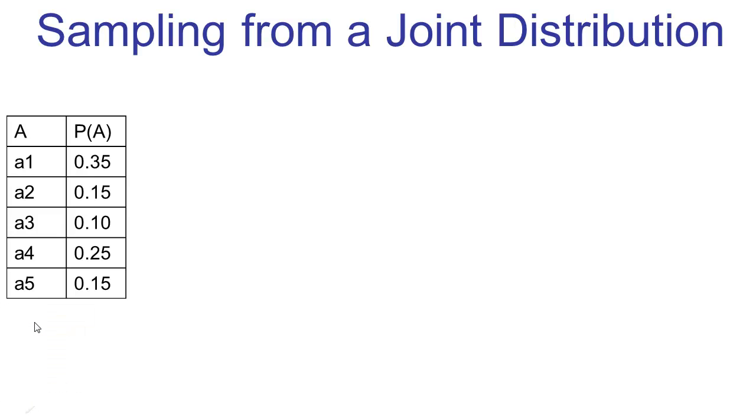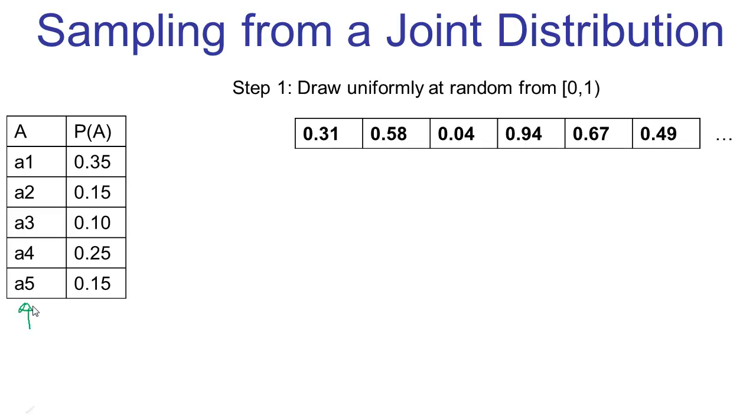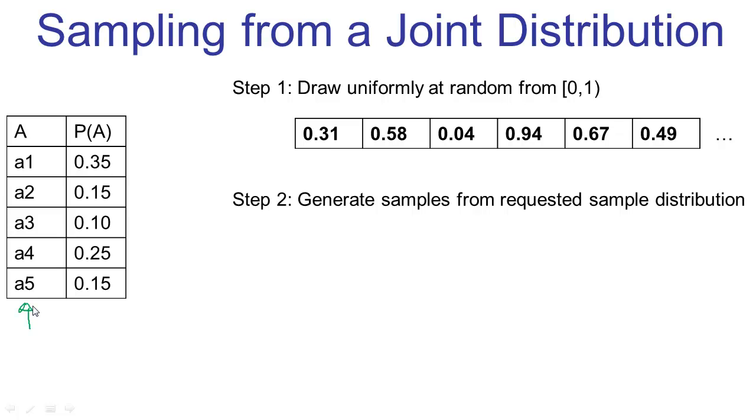Now let's look at how this works for a distribution where we have a random variable that can take on more than two values. Again, we have two steps. In the first step, we draw uniformly at random from the 0-1 interval. This, again, is assumed to be provided by your programming environment. Then in step 2, we map this to samples from the target distribution, the distribution over A. To do this, we consider the 0-1 interval, and we map each of the entries of A onto a part of the 0-1 interval.